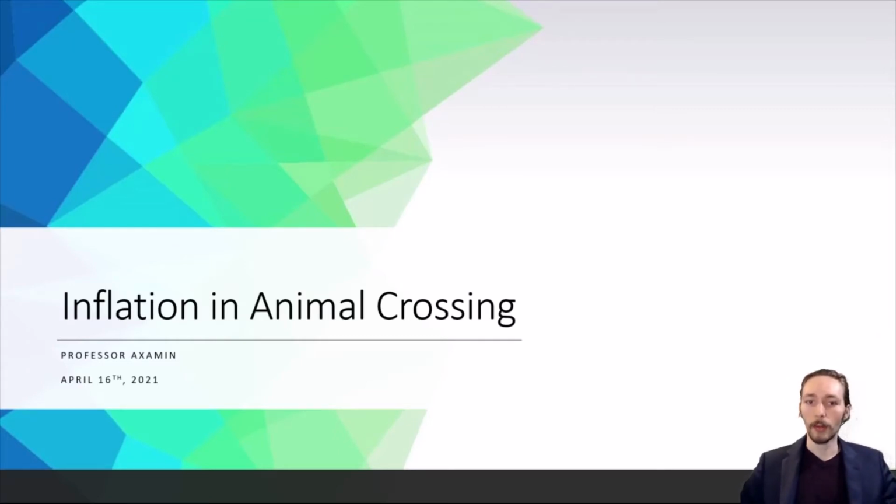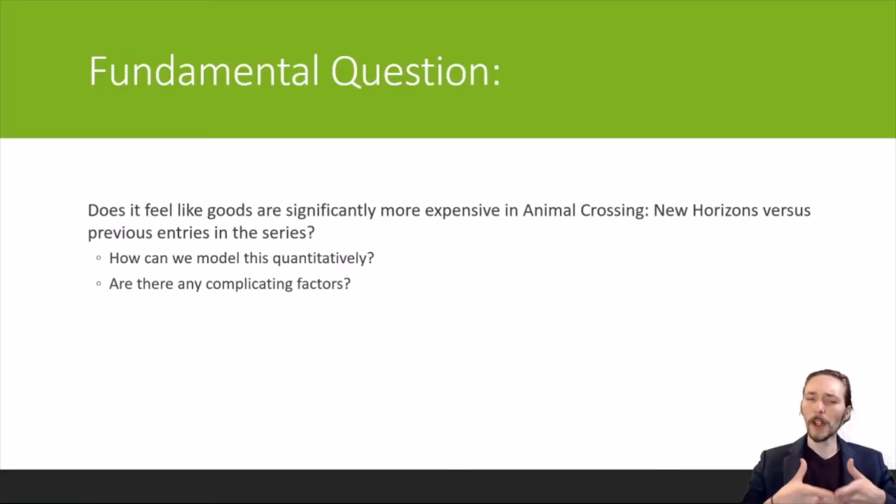I want to start out with a fundamental question. Does it feel like goods are significantly more expensive in Animal Crossing New Horizons versus previous entries in the series? I know as I've been playing, I've had that feeling myself. And so, as we dig into it, I want to see, can we model this quantitatively? And are there any complicating factors that might mitigate this picture?